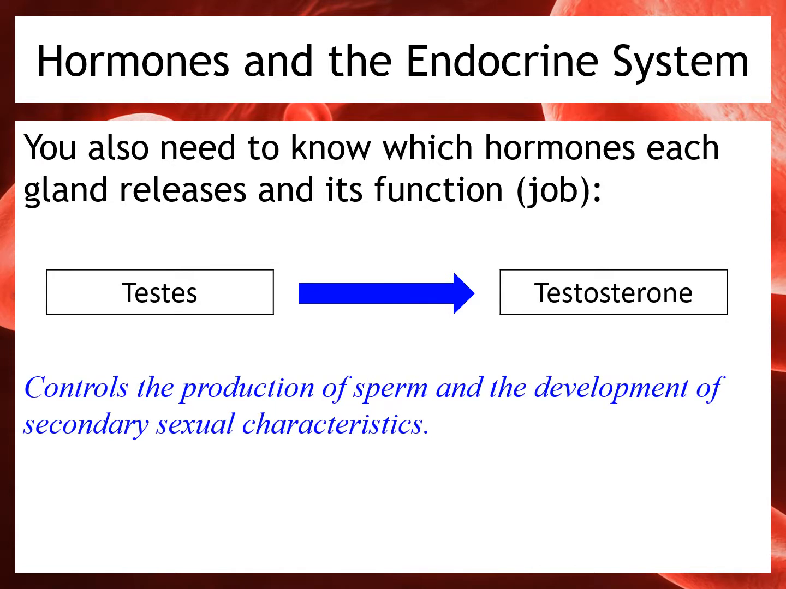The testes produce testosterone. Testosterone controls the production of sperm, but it also controls the development of what we've called here secondary sexual characteristics. For example, testosterone is really important in puberty for boys.